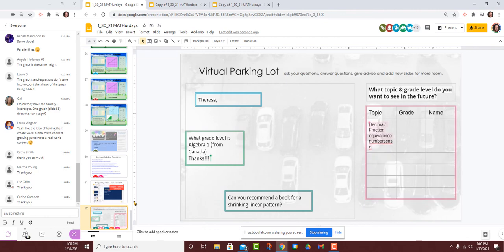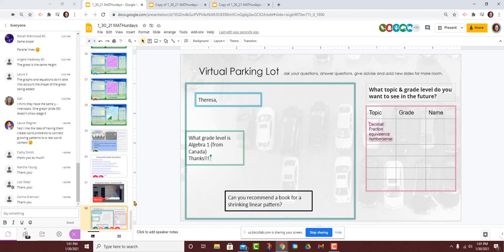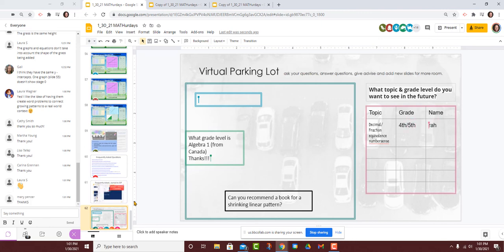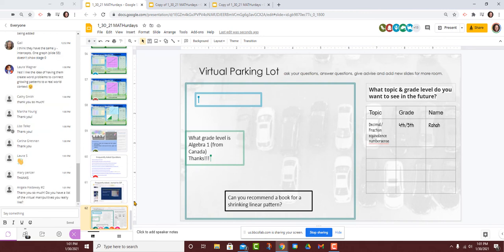Ooh, a book for a shrinking linear pattern. Can you give me a little more context on what you are referring to, a shrinking linear pattern? So instead of having a positive linear equation, could we create one with a negative linear equation, so we would start with a larger value and shrink. And a children's book is fine.